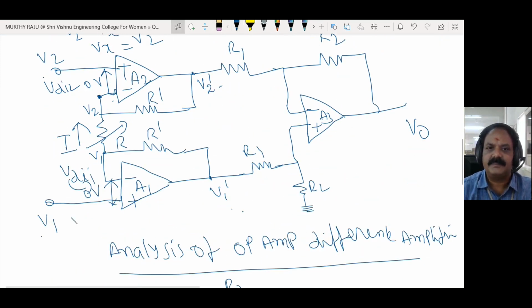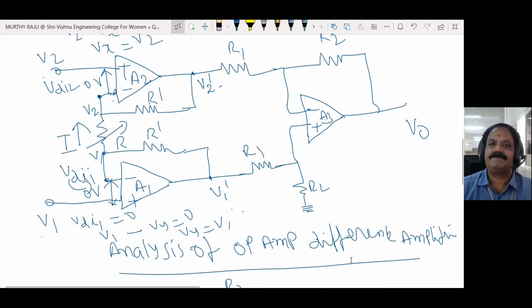And similarly, VD1 is equal to 0. It means V1 minus this voltage, suppose Vy. V1 minus Vy is equal to 0. Vy is equal to V1.